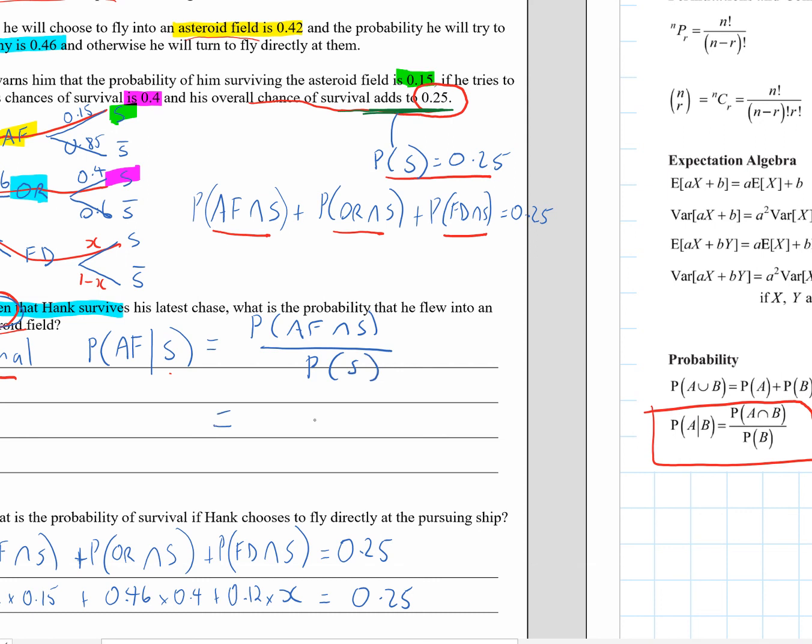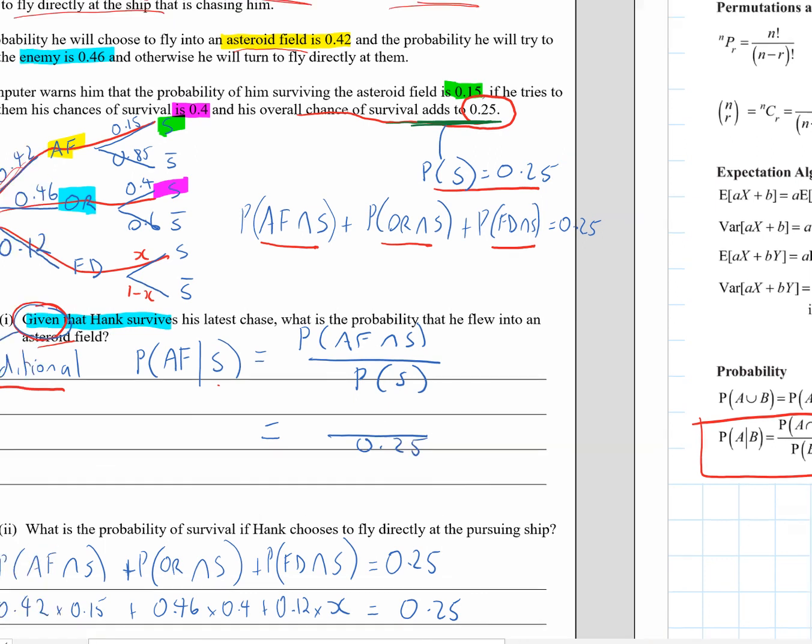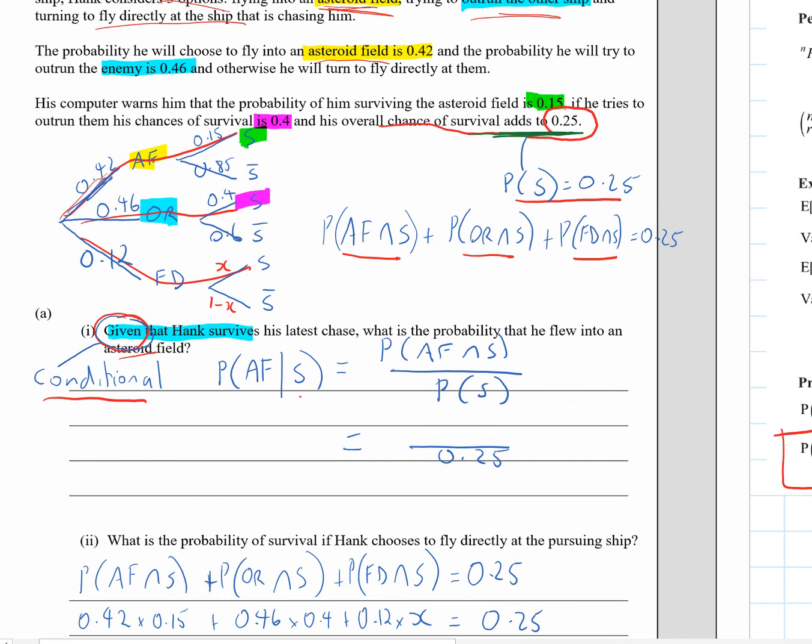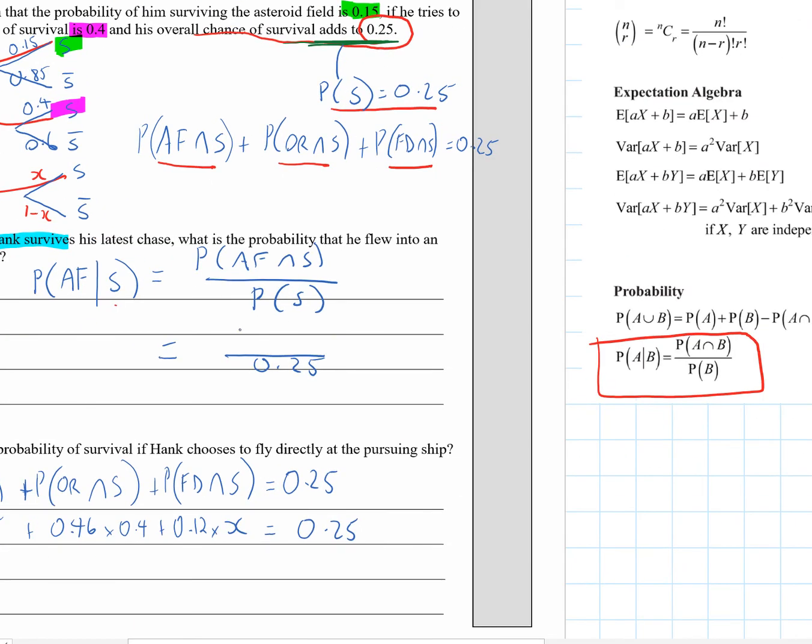And so I've got the probability of S is 0.25, and A, F, and S is going to be 0.42 times 0.15 out of that, and when I put that into my calculator, I get 0.252.